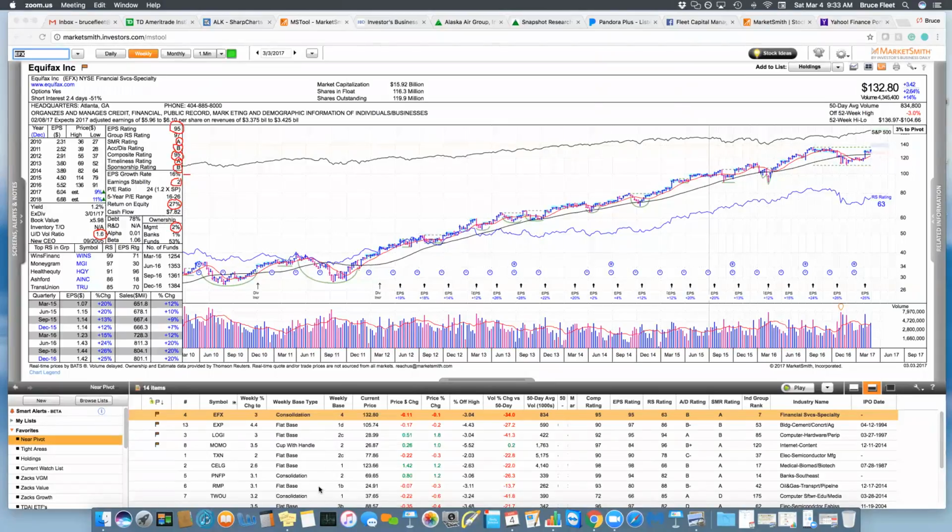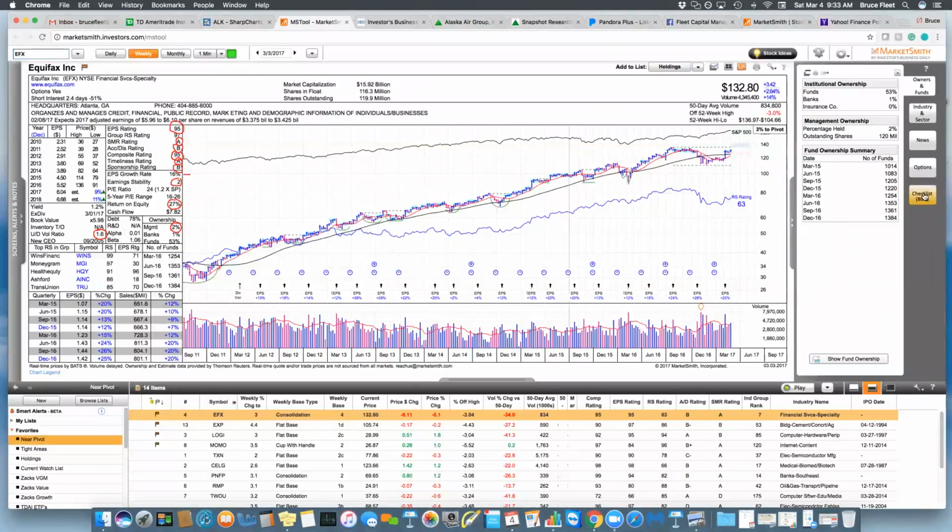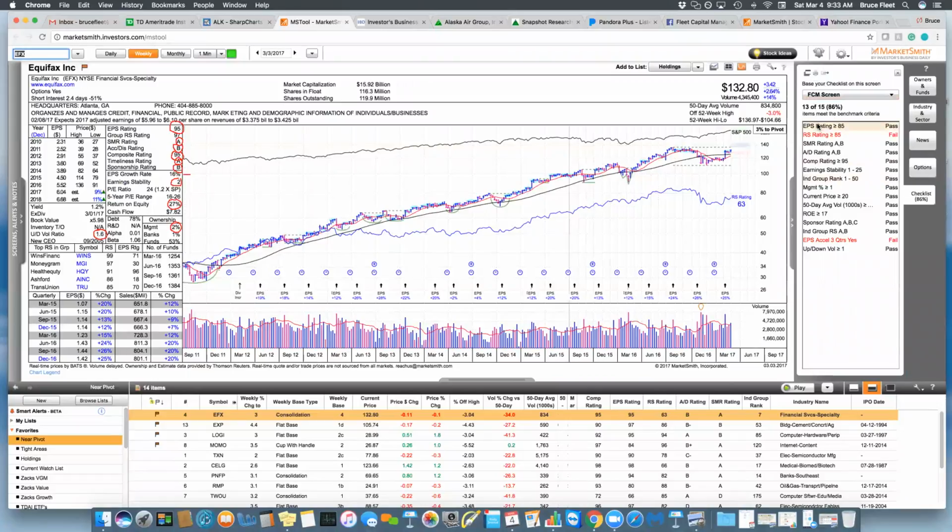Let me go back to my mouse, and I also have what I've designed over here, which is an FCM checklist. These are things just to remind me of the things that are most important to me. Remember I mentioned earning stability? Well, here it passed because I want to see it between 1 and 25, generally speaking. So when I have a fail, and it's very, very rare to get something that's 100%, but this just points out that the relative strength is low. It's pretty weak. Okay, well, I had maybe forgotten to look at that.